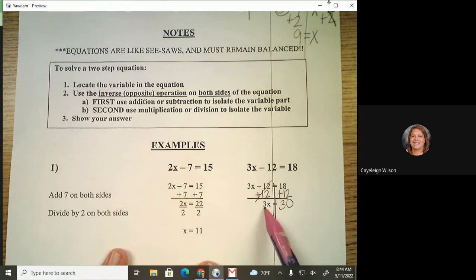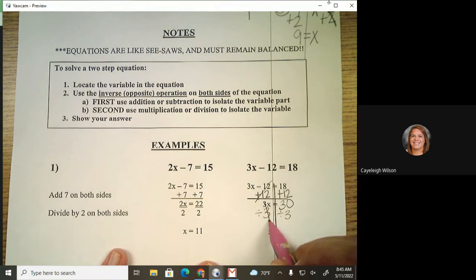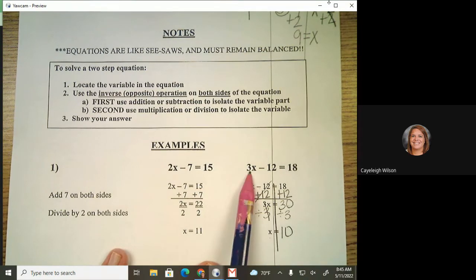And then I use multiplication or division to isolate the variable. So I look between the number and the x. There's nothing between them, so that's how I know it's multiplication. So the opposite of multiplying is dividing. So I'm going to divide by 3 on both sides of my equal sign. So 3 divided by 3 is just 1x, which is the same thing as x. And then 30 divided by 3 is 10. And I can check it. What's 3 times 10? 30. What's 30 minus 12? 18, so I know I'm right.